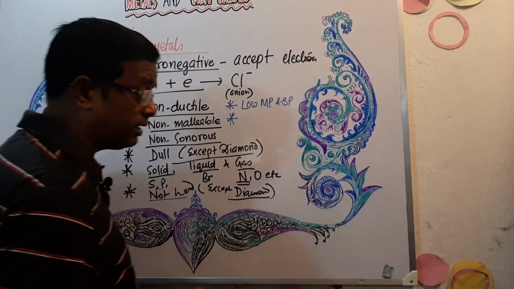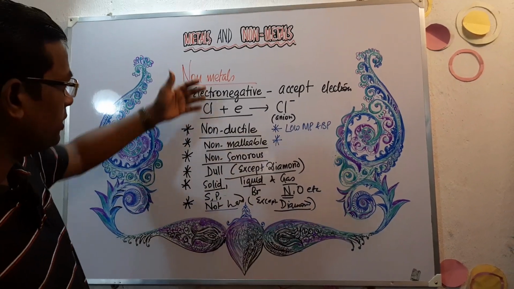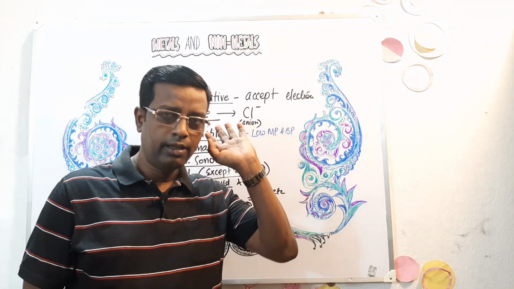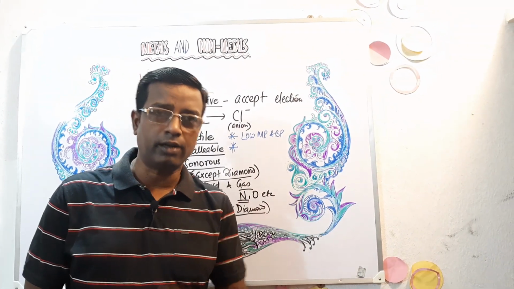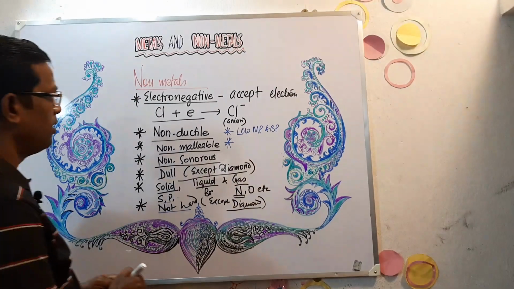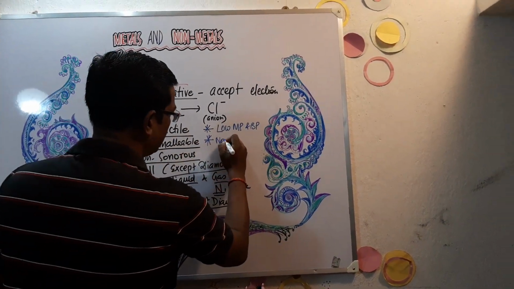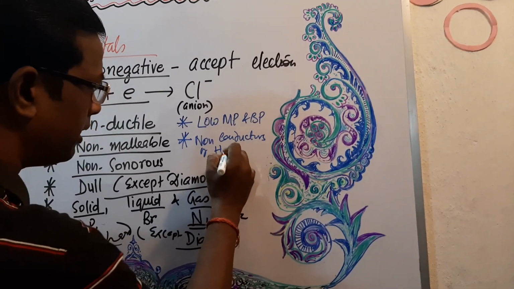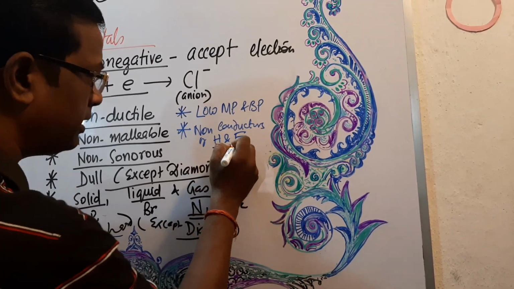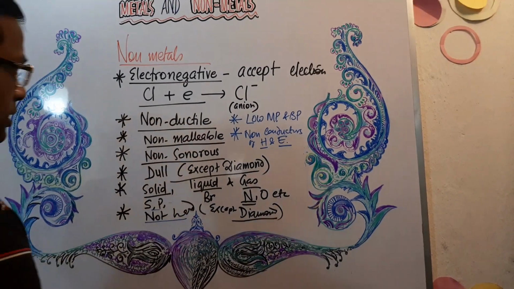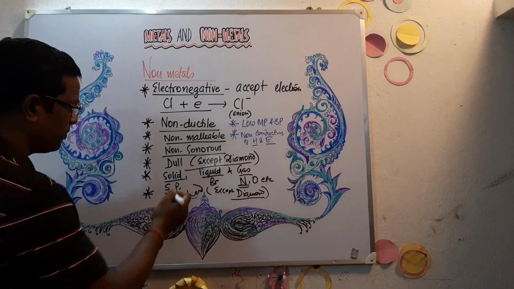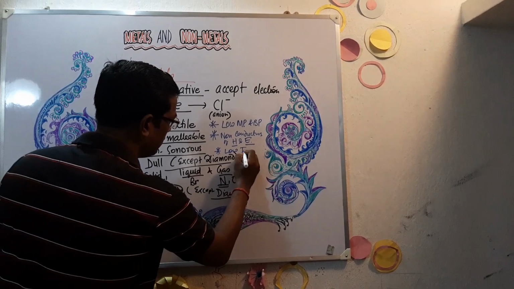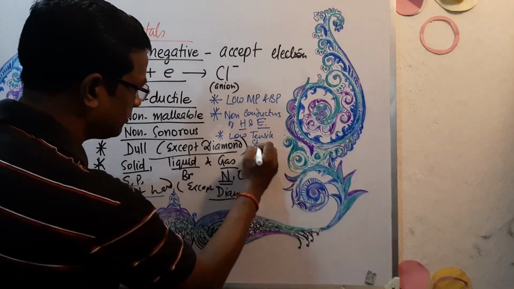And one point I missed for the metals: metals are very good conductors of heat and electricity. You can include silver. Silver is the best conductor of electricity and heat. Here, non-metals are non-conductors of heat and electricity. H for heat, E for electricity. They are non-conductors of heat and electricity. Not hard, low tensile strength. They have low tensile strength.